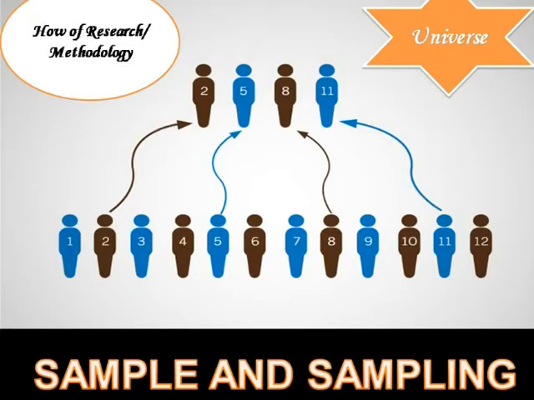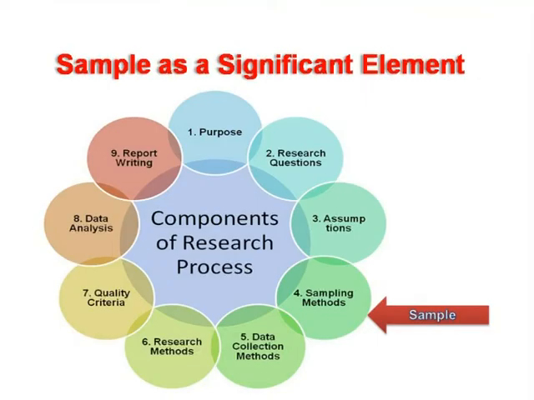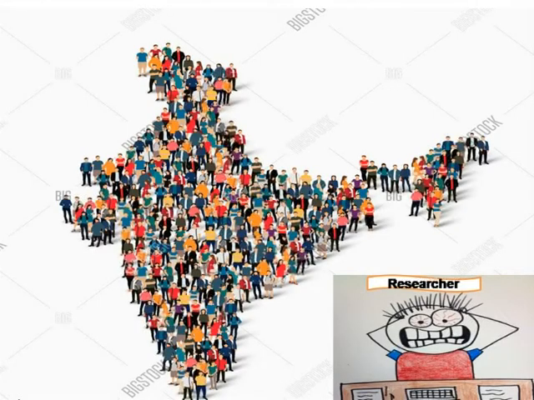Dear learners, let us discuss some of the significant aspects of the process of research: sample, sampling, and types of sample. As we all know, sampling is one of the significant components of research process. The study of the whole participants, that is universe, is not always possible in research.